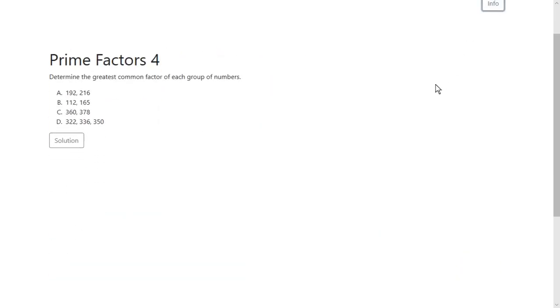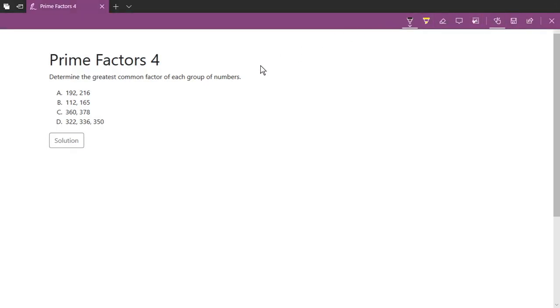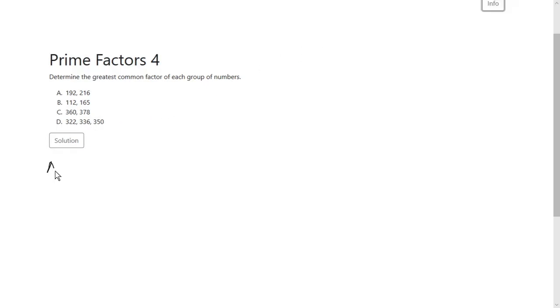Determine the greatest common factor of each group of numbers. So in question A, we're going to be using what's called the division method or ladder method, where the two numbers are 192 and 216.